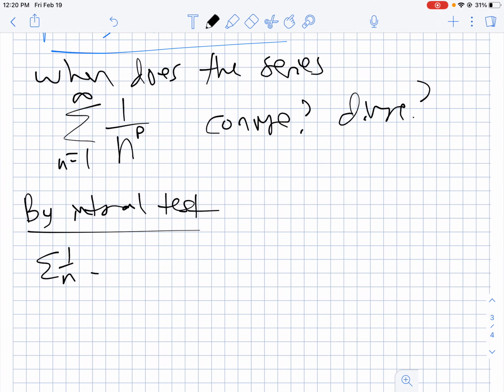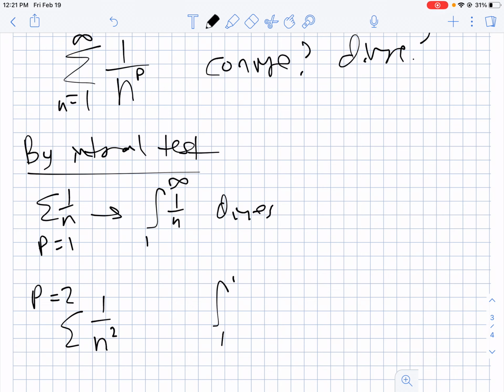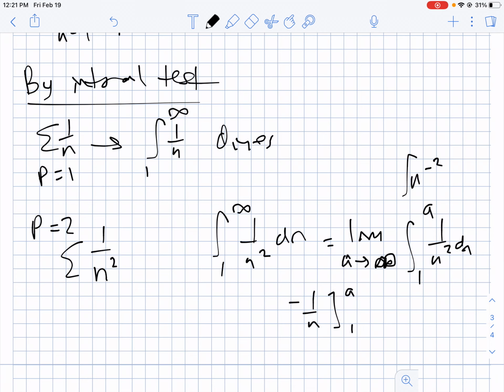In that case, we take the integral from 1 to infinity of 1 over n squared. We write this as the limit as a goes to infinity of the integral from 1 to a of 1 over n squared. When you integrate that, that's n to the negative 2, so we add 1 to the power, giving negative 1 over n going from 1 to a. So that's negative 1 over a minus negative 1 over 1. Then when you take the limit as a goes to infinity, you end up getting negative 1 over infinity plus 1, which is 1. So it converges. Great, we know that one converges.